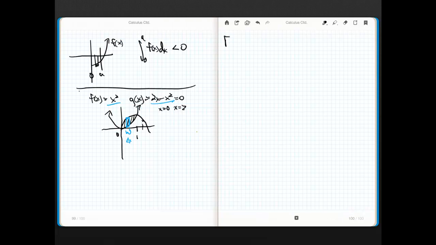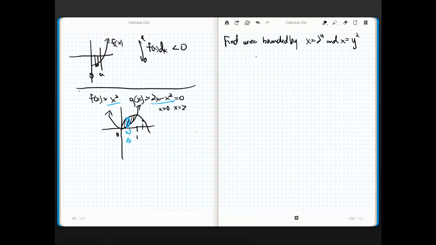Here's what we're going to do. We're going to find the area bounded by x equals 2 to the y and x equals y squared. Now this is going to be crazy, so don't panic, don't freak out, all right?